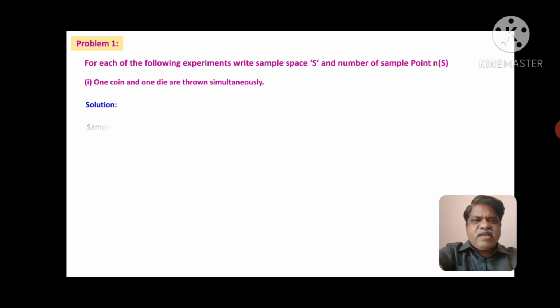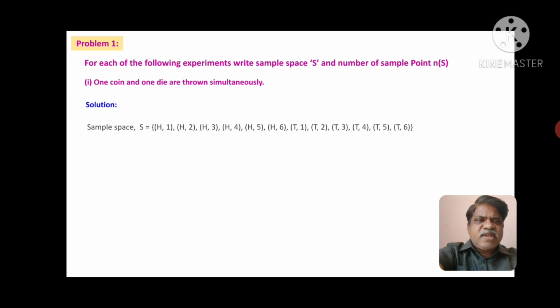What will happen? Here, sample space S will be H1, H2, H3, H4, H5, H6 and T1, T2, T3, T4, T5 and T6. A coin having head and tail and a die have 1 to 6. Therefore, the combination will be like this. Therefore, here you are getting N of S is equal to 12.